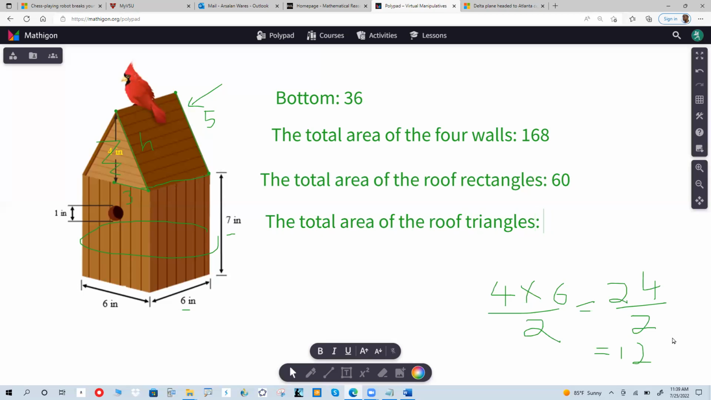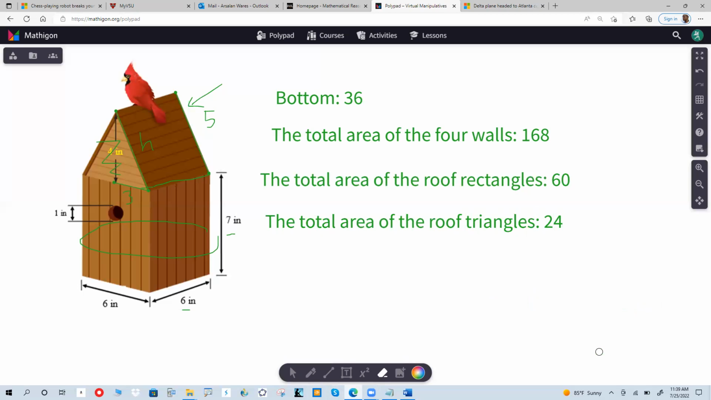is 24. Let me see if I have accounted for everything. I have the two roof triangles. I'm going to erase this. 24. I have the roof rectangles, 60. I have the total area of the four walls. I have the bottom. I have to add it all up. And from that, I have to subtract the area of this circle. I don't need a lot of the writing anymore. I like to clear things up as we go.